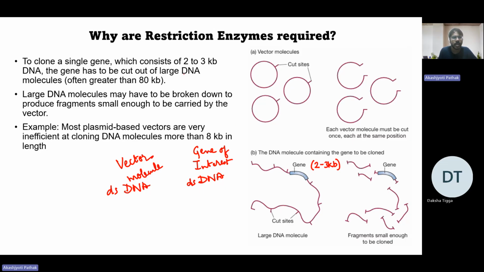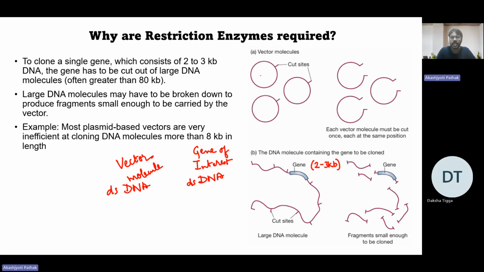Okay, the gene has to be cut out of the large DNA molecule. So your gene is only 2 to 3 kb, but this gene is present on your DNA, and this DNA molecule can be very long. It is usually greater than 80 kb. So you have to cut this gene from your genome, or from your long DNA molecule. If this gene has to be cut, then we need the restriction enzyme. Okay, then the large DNA molecule may have to be broken down to produce small fragments so that it can be carried by the vector.